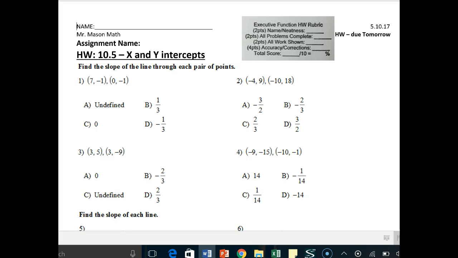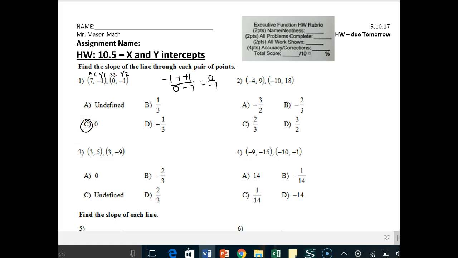So the first part is a pretty simple review of slope. Basically, you're just going to say, this is my x1, y1, x2, y2, and plug that into the slope formula, saying -1 minus -1 over 0 minus 7. When you do that, you get 0 on top over -7 on bottom. 0 over a number is a 0 slope.